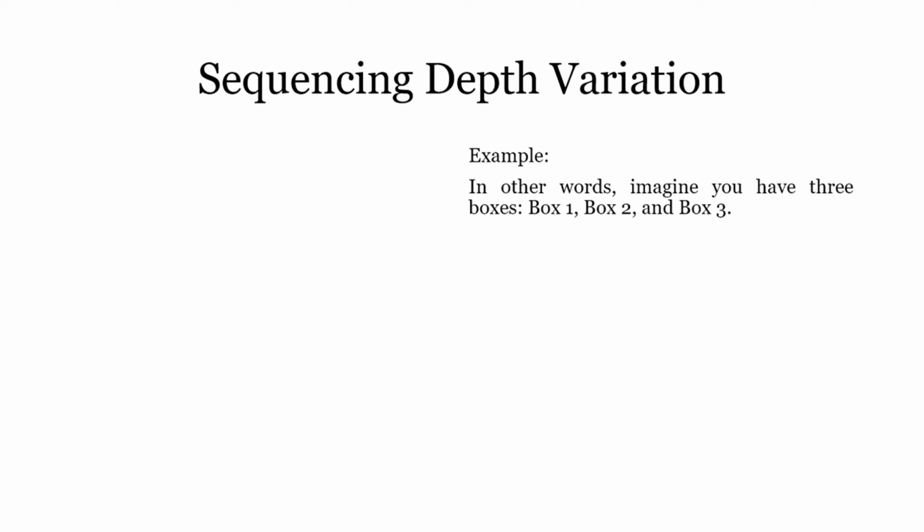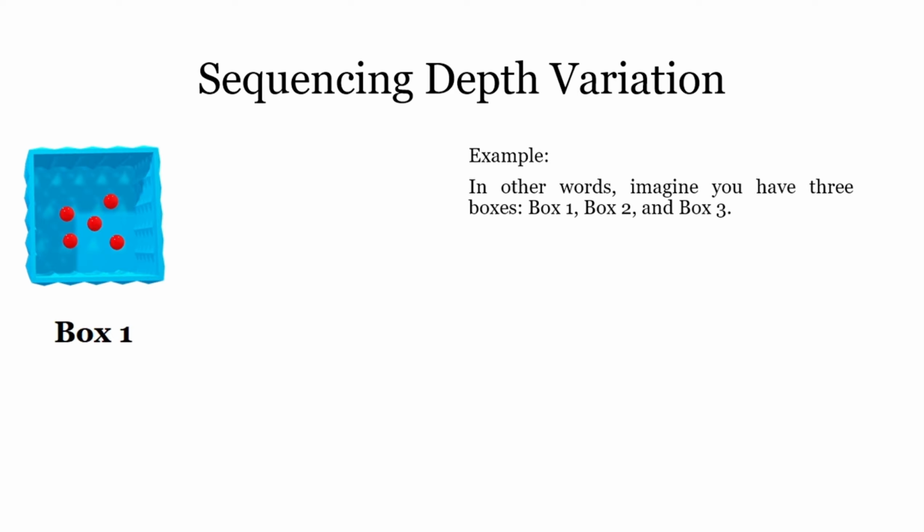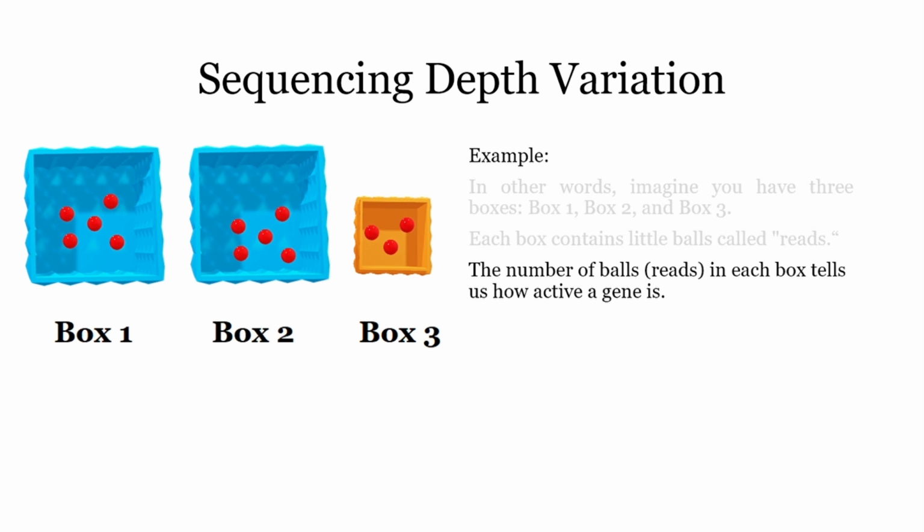For example, in other words, imagine you have 3 boxes, box 1, box 2, and box 3. The number of balls, or reads, in each box tells us how active a gene is.